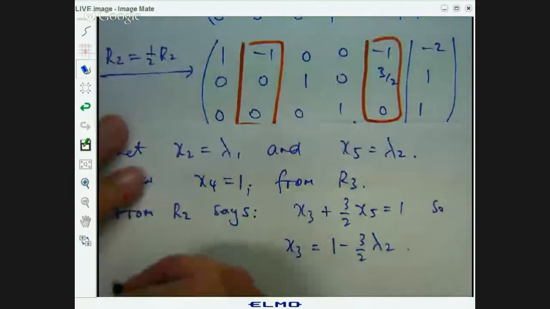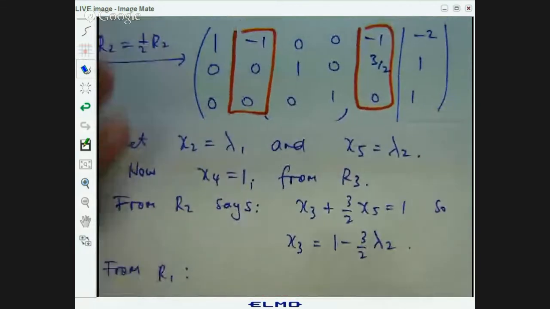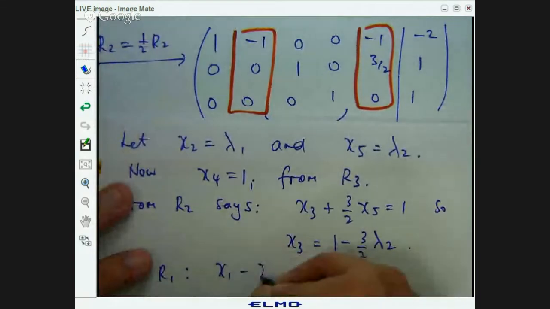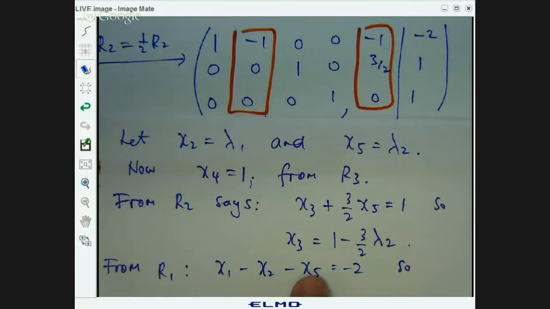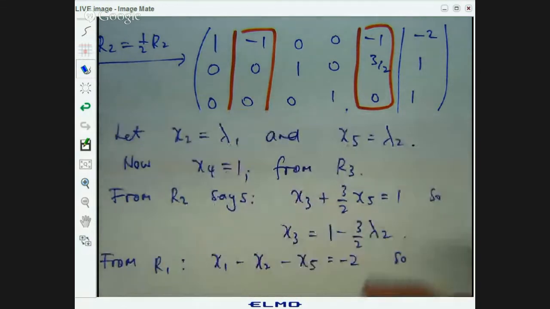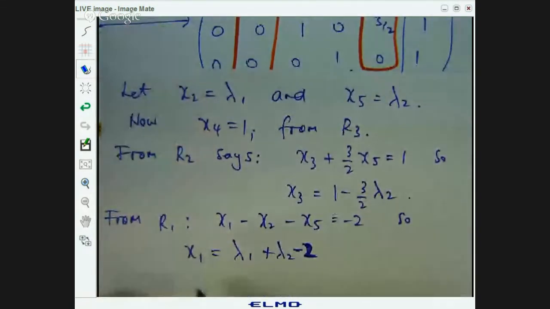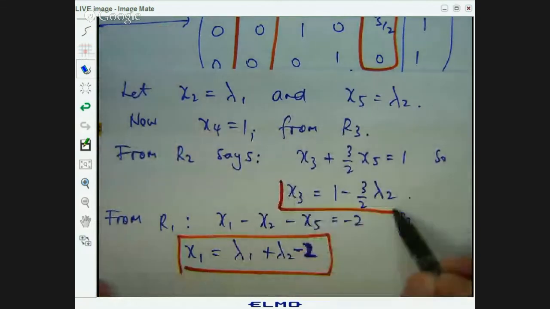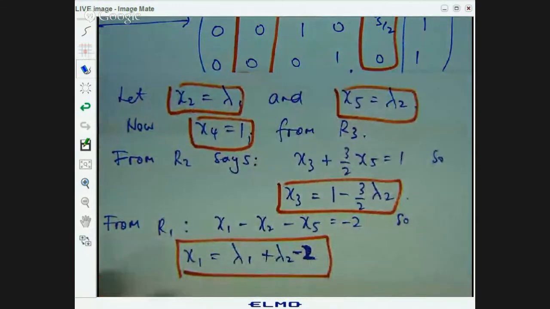So from row 1, I get x1 minus x2 minus x5 equals -2. So if I rearrange that, make x1 the subject, and I know x2 and x5 are in terms of lambda 1 and lambda 2, minus 2. Okay, so let's highlight that. All right, so I've highlighted all of those things.